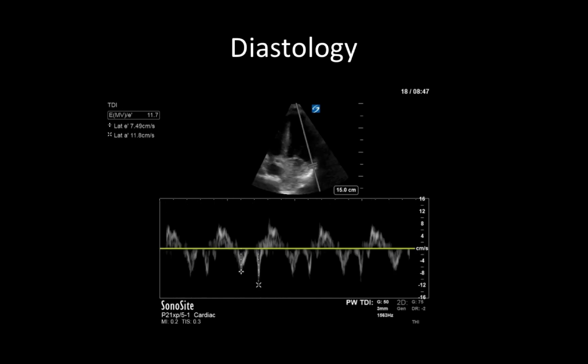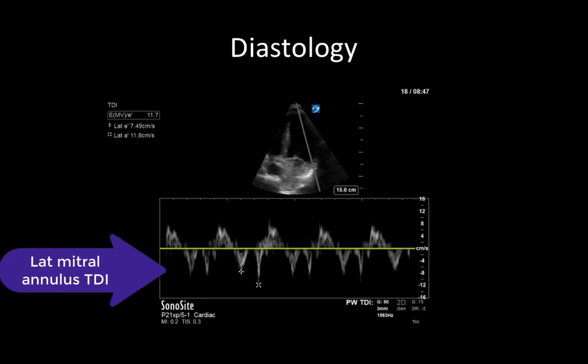Next, here we've employed tissue Doppler imaging, or TDI, to evaluate the movement of the lateral mitral valve annulus in this case. And again, this technique is very similar to PW, but gated for very low velocity such that we can accurately quantify the speed of the movement of the myocardium itself.